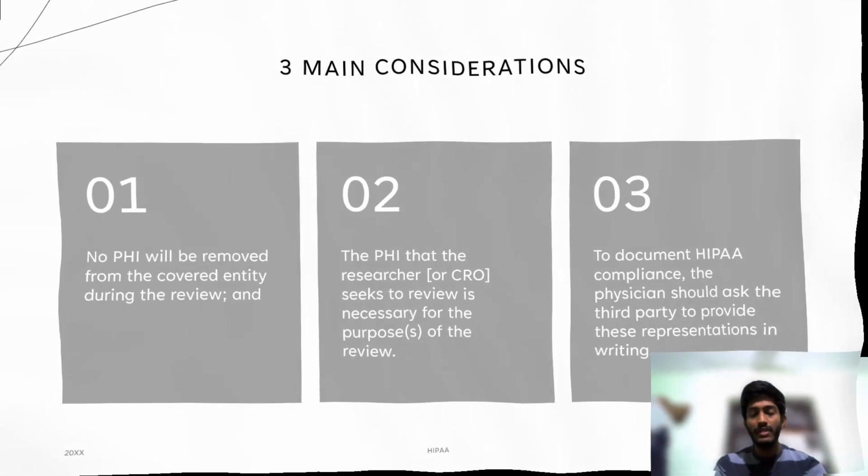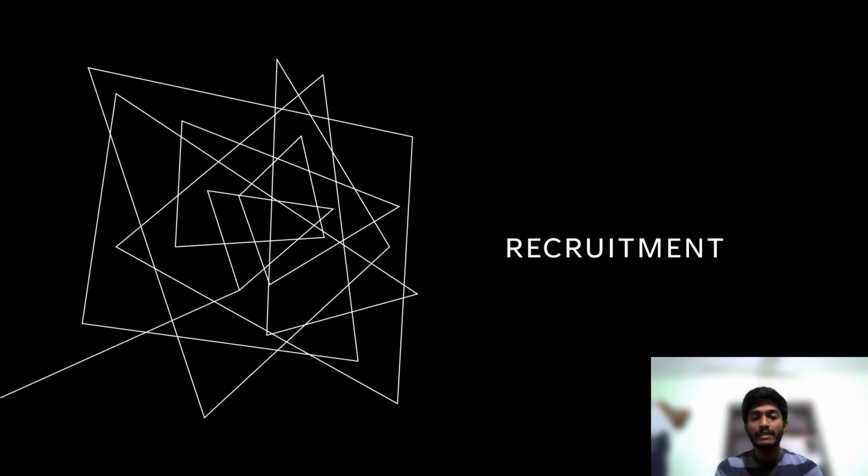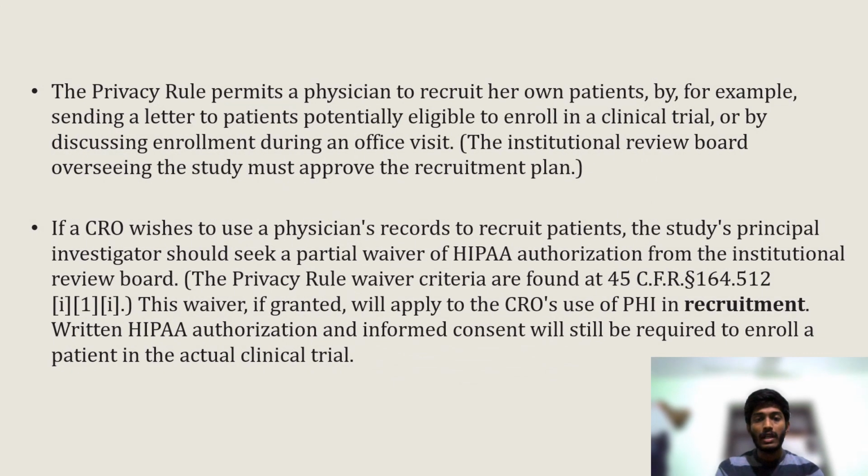Coming to the next slide, that is recruitment under HIPAA. Going into the recruitment, the privacy rule permits a physician to recruit her own patients by, for example, sending a letter to the patients potentially eligible to enroll in a clinical trial.